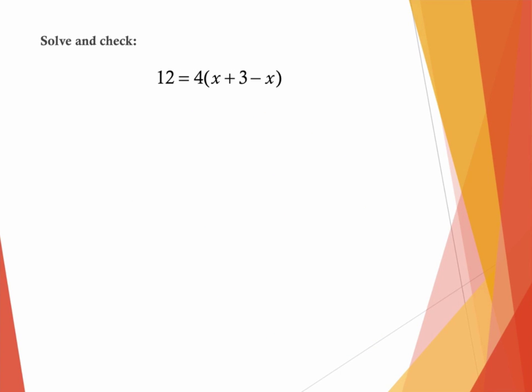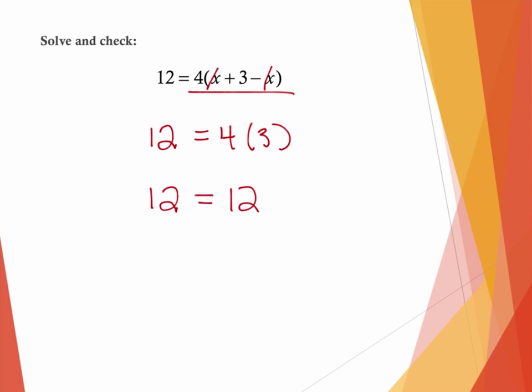In this example, we have 12 is equal to 4 times x plus 3 minus x. Again, I want to simplify this expression on the right-hand side. I'm going to start by looking at the parentheses. I have x plus 3 minus x, and we notice that the x's are going to cancel. So I'm left with 12 is equal to 4 times 3. 12 is equal to 12. In this case, since I have one number equal to itself, I have infinitely many solutions.